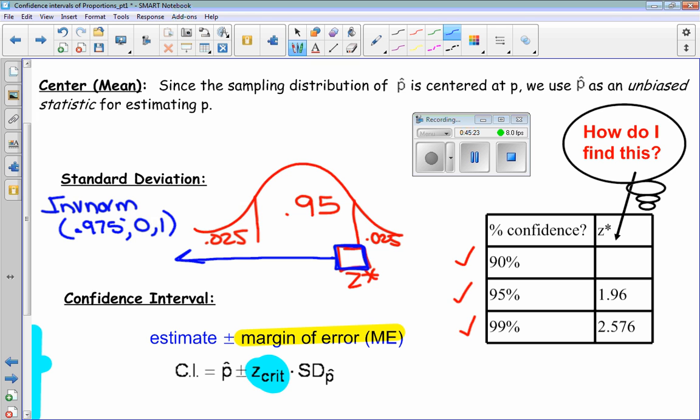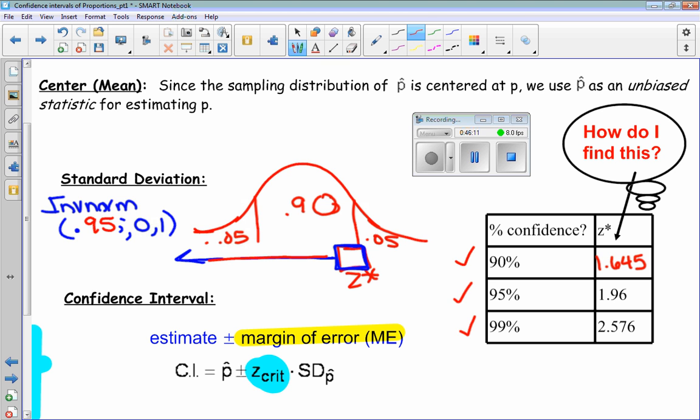So let's find it for the 90%. How do I do that? Let's change what would be different. These percentages would be different, right? So 90 is in the middle now. How much is in either tail? 0.05. So what am I going to be finding? 0.95, right? Because you're always including one of the tails. So the inverse norm of 0.95, 0, 1, is 1.645. That's really the number that we use.